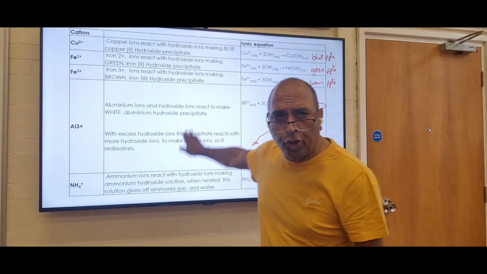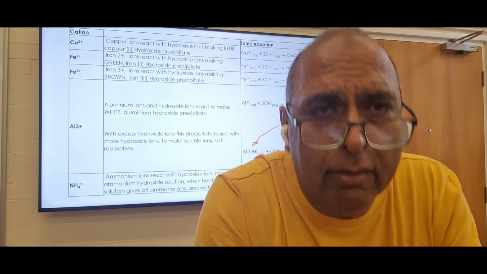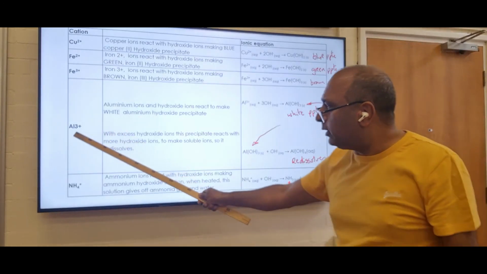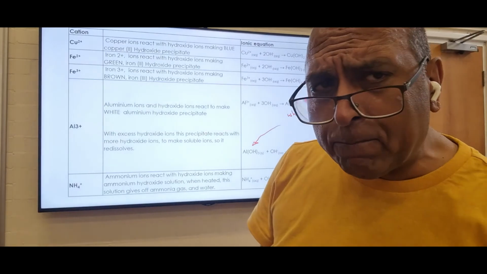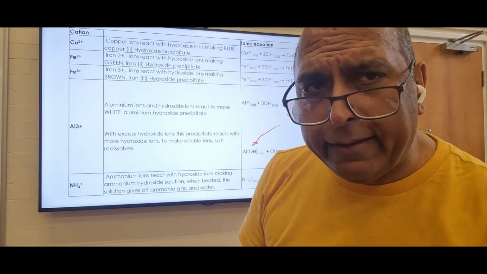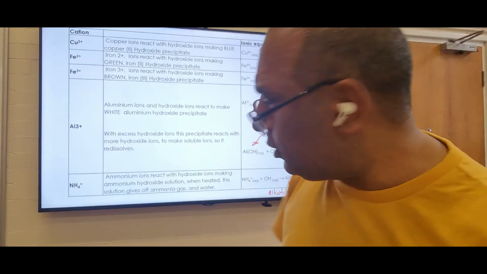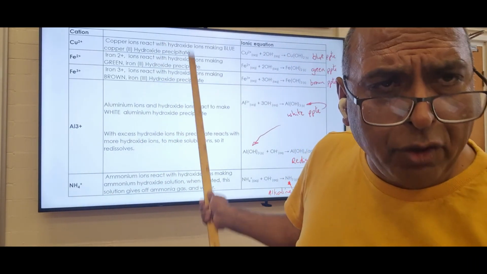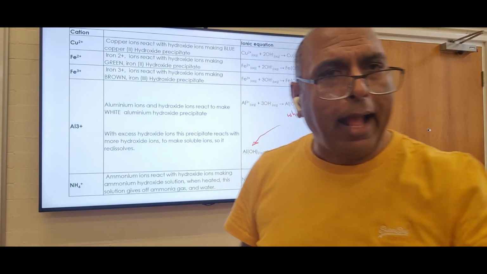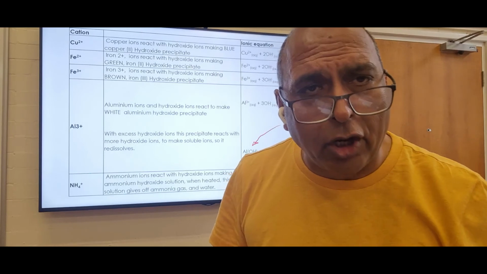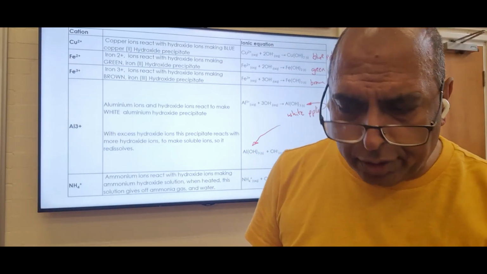I know the last 2 you need to do a special observation. The special observation is with aluminium 3 plus it redissolves, and with ammonium ions you need to heat the solution and test for ammonia gas. And then you know you've got ammonium ions. But those 5 ions can be identified, and they're the 5 ions I want you to learn that you can identify using sodium hydroxide solution.